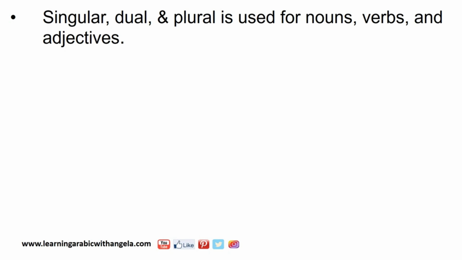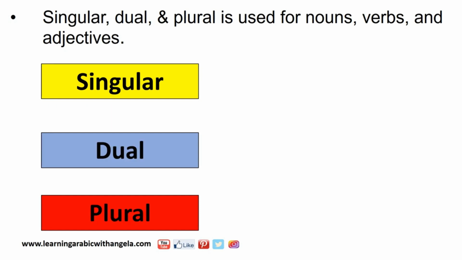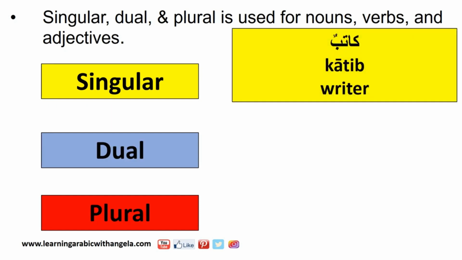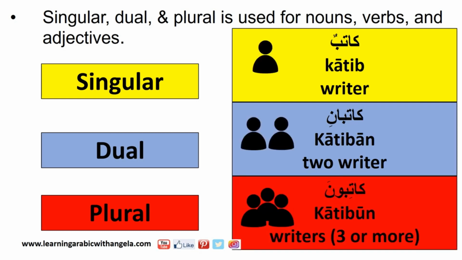The Arabic language also uses singular, dual, and plural forms for nouns, verbs, and adjectives. For example, one writer would be katib. Two writers, which is in the dual form, would be katiban. Three or more writers would be in the plural form, and that would be katibun.